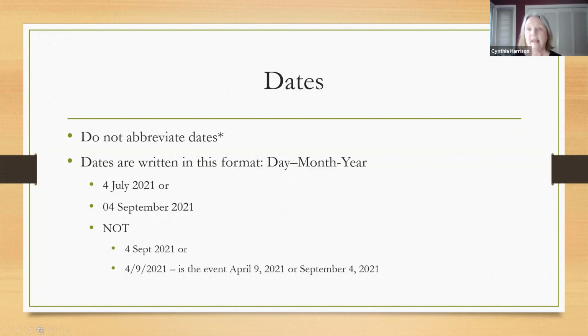Please don't put your dates in numerals, such as 4/9/2021. Seeing that, someone might ask, did that event happen on April the 9th? Or did that event happen on September the 4th? As a genealogist, I would assume it happened on September the 4th. But I still would have to put a question mark beside the date because I'm not 100% sure whoever wrote that date down chose to put the day first or the month first. So that's another reason that it's very important to write the month out.